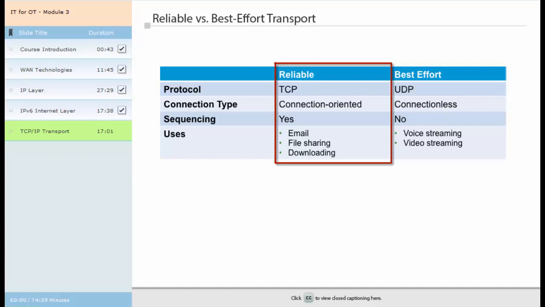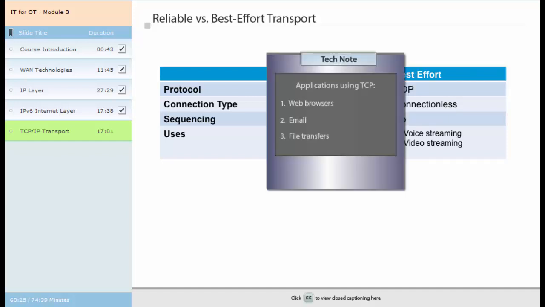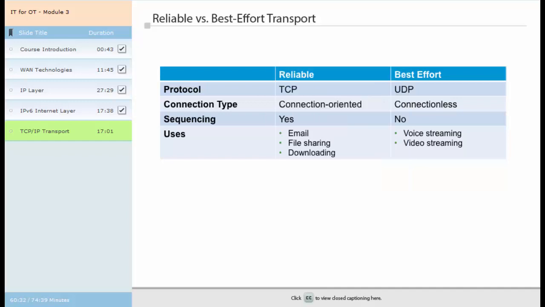Applications such as databases, web pages, and email require that all of the sent data must arrive at the destination in its original condition in order for the data to be useful. Any missing data could cause a corrupt communication that is either incomplete or unreadable. Therefore, these applications are designed to use a transport layer protocol that implements reliability. Some applications that use TCP are as follows: web browsers, email, and file transfers.